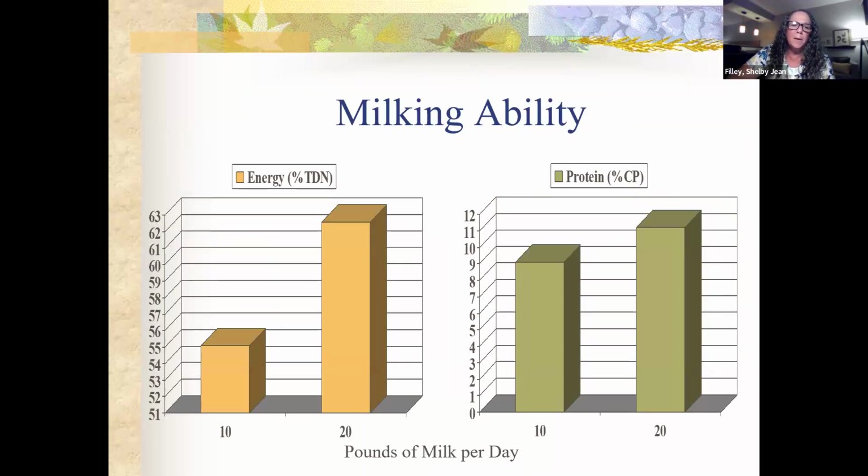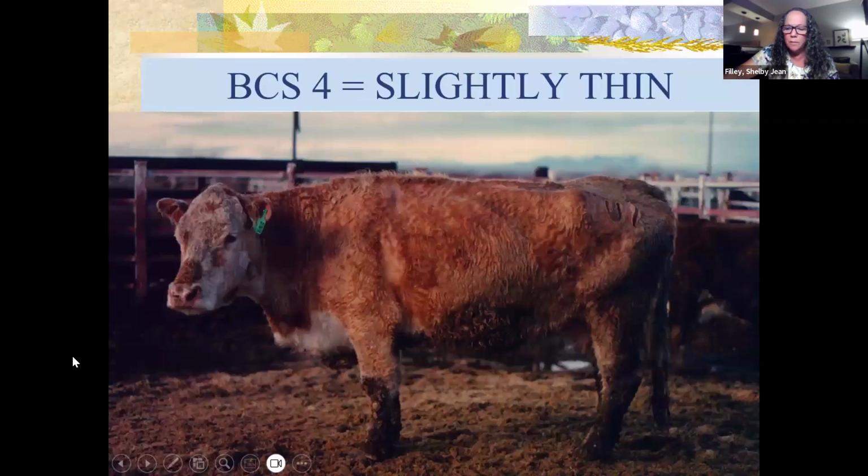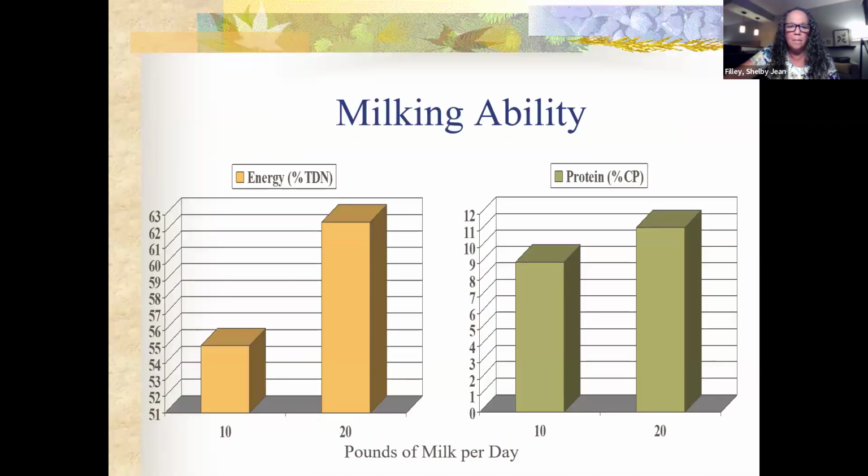We can look at milking ability as well, and I have 2 graphs on this page. One's for TDN, one's for crude protein. And so if we look at 10 pounds per day milk production versus 20 pounds per day, the energy requirement is quite large. Same thing with the protein requirement. It increases when you go from 10 to 20 pounds per day.